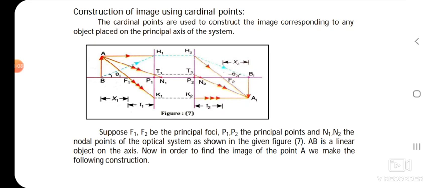So if we consider AB as an object, then we get the image A1 B1 in the image space. AB is the object in the object space, A1 B1 is the image in image space. Suppose F1 F2 are the principal foci, P1 P2 are the principal points, N1 N2 are the nodal points. Means there are 3 points in pairs in the optical system as shown in this figure.